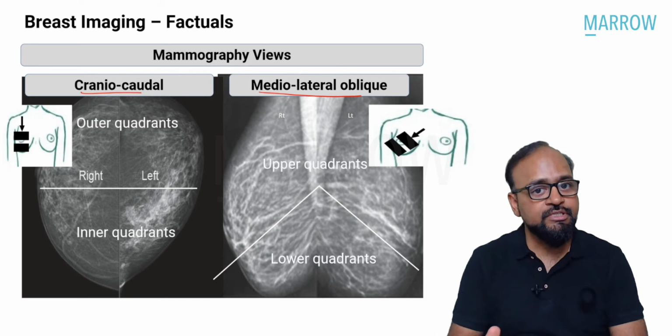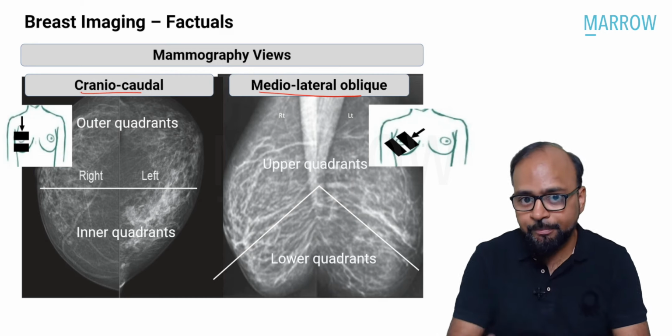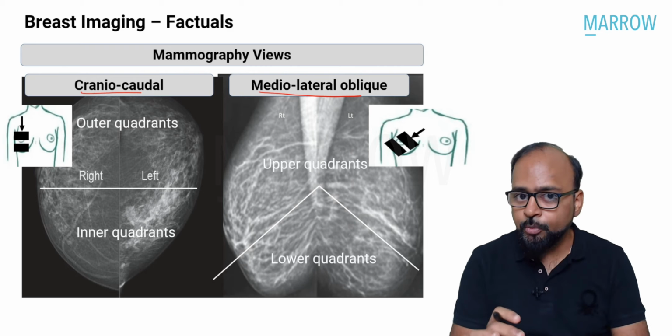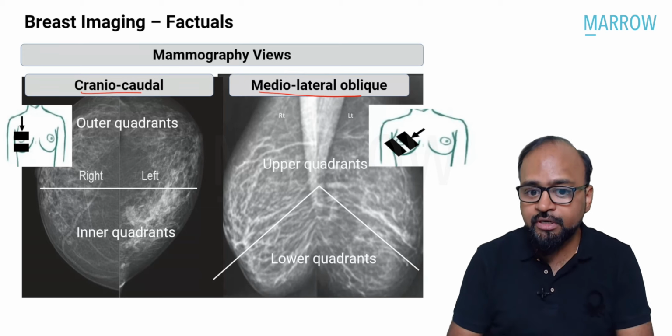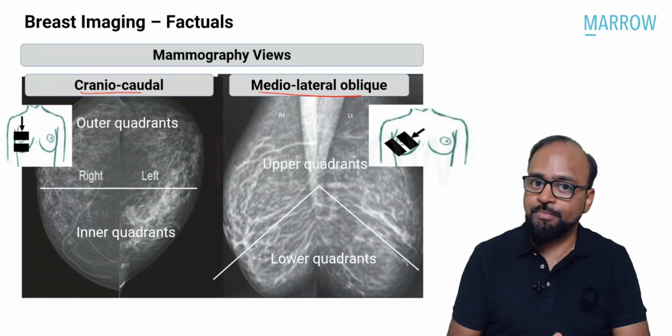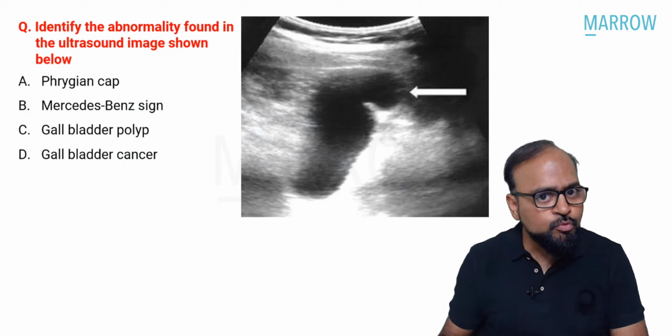So this is how breast images, mammography images, are usually printed, depicted, and that is how they are reported. Two important views I want you to remember: craniocaudal and mediolateral oblique. These are the most common mammographic views which are obtained. All right. Now let's move on to the next question.